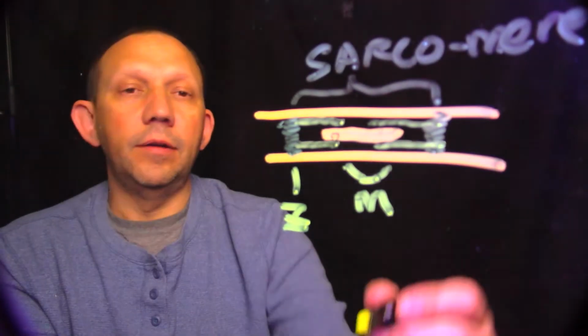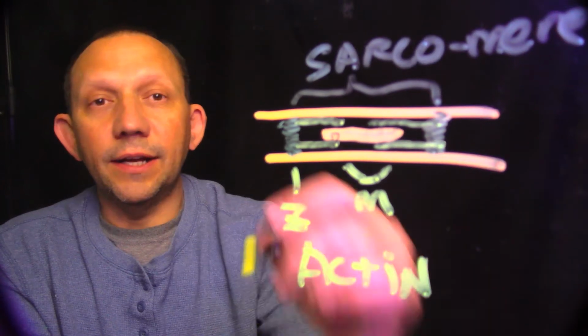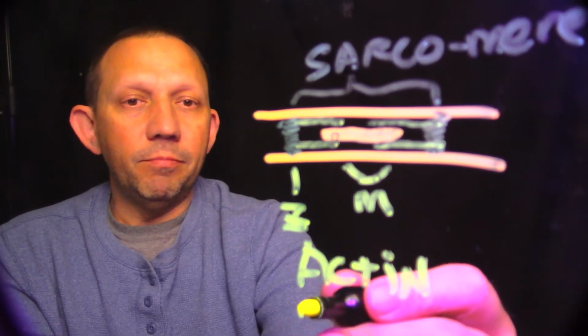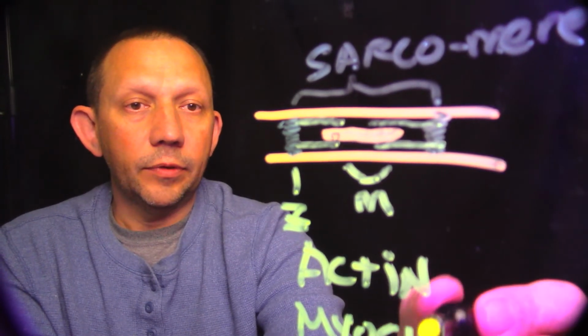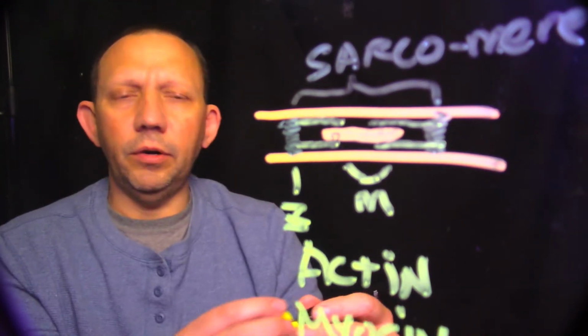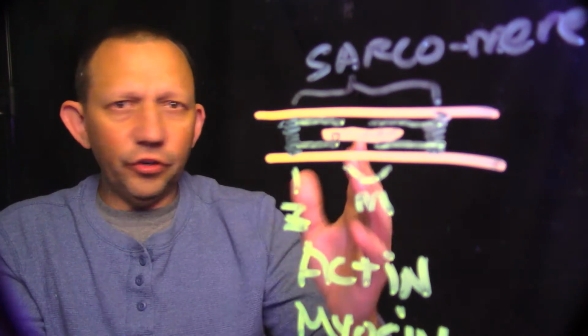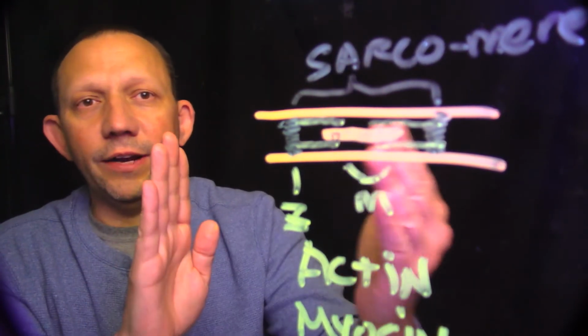Actin attaches to Z lines, so A to Z. And then there's myosin in the middle. So there's myosin and actin. That's the functional unit of the muscle. That's the part that actually contracts.